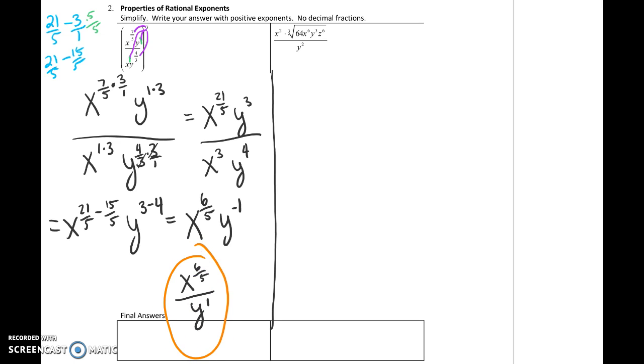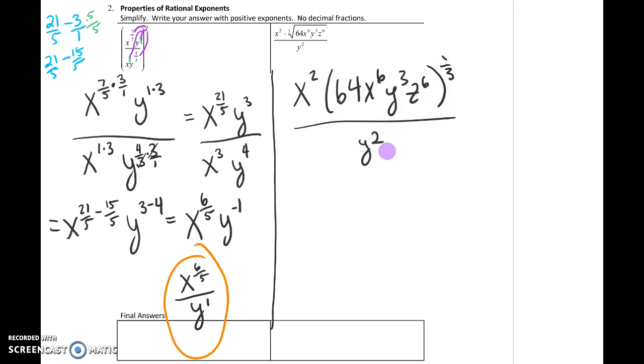The next one is x squared times the cube root of 64x to the 6, y to the 3rd, z to the 6, over y squared. You have to know that the cube root really means you're raising it to the 1/3 power. You can just take the cube root straight away if you wanted to, but I think this will help you with the power rule, because that means you're distributing that 1/3 to everything, including the 64 and all of these exponents.